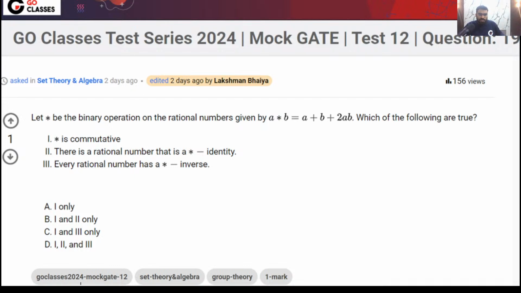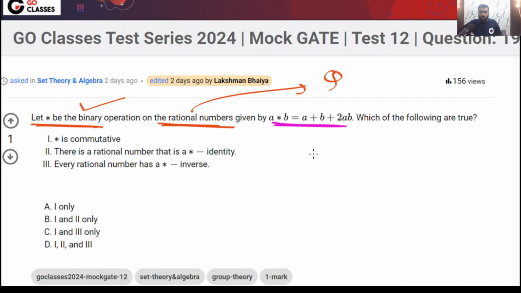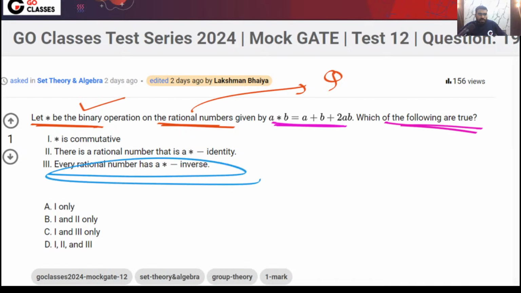This is a group theory question, a very simple question. This star is a binary operation on the rational numbers. So the base set is the set of rational numbers. The operation is defined as A star B equals A plus B plus 2AB. Which of the following are true? Star is commutative. There is a rational number that is the star identity, meaning there is an identity element. Every rational number has an inverse. Okay, so these are the options.